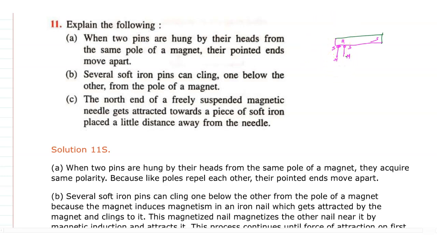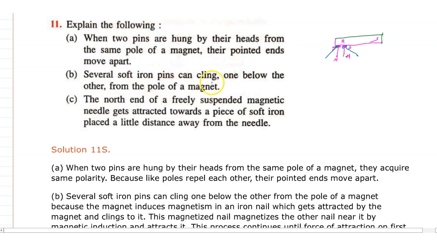So these nails repel each other, then they will move like this. So this is the explanation. When two pins are hung near the same pole of a magnet, their points move apart.